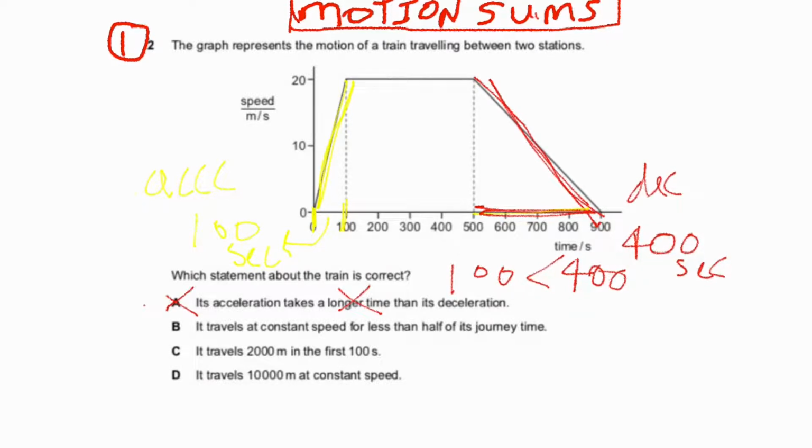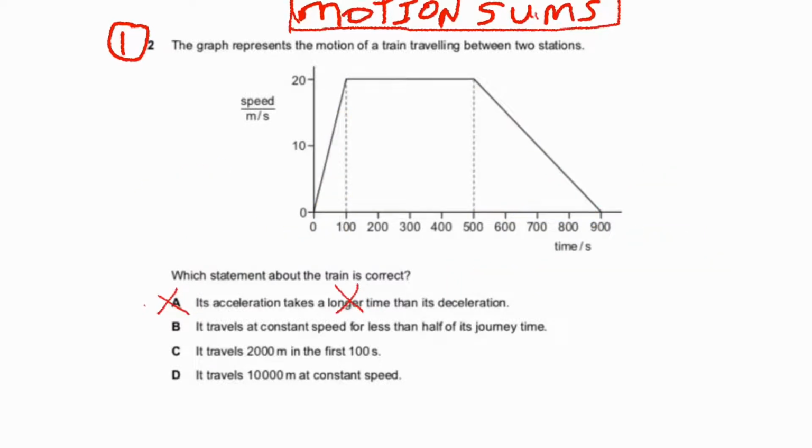So now B, C and D. Let's look at B first. Statement B says that it travels at a constant speed for less than half of its journey time. Let's see whether it is true or not. Constant speed is from here to here. This is the part which is parallel to the x-axis, which is the constant speed. So we will find this area.